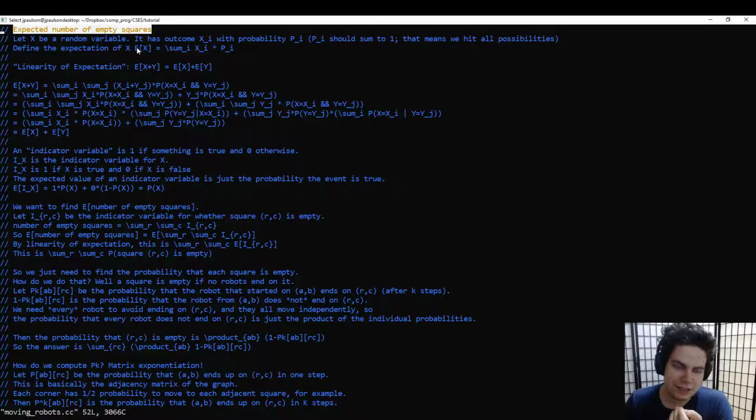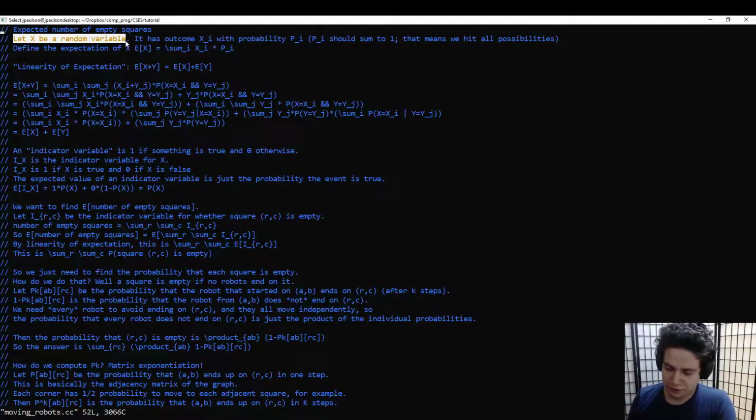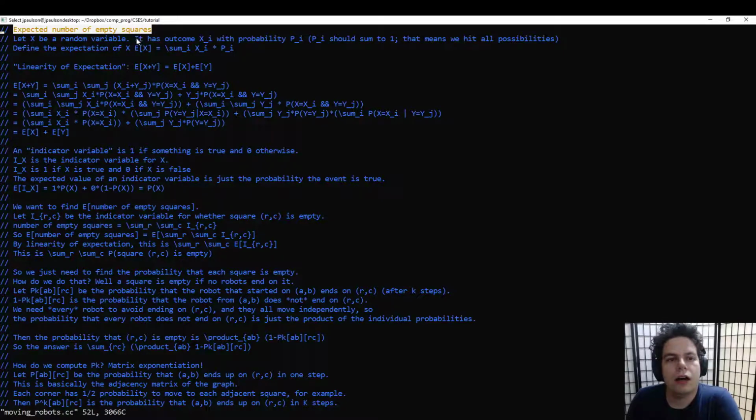So what does expected mean? So suppose we have some random variable, which just means something that can come out in different ways, right? Like the throw of a die is a random variable, takes on values 1 through 6. In this case, the number of empty squares is a random variable, which can be anywhere from 0 to 64. Well, I guess it can't be 64 because the robots have to go somewhere. 0 to 63 then. So there are various outcomes that it could have and various probabilities of those outcomes.